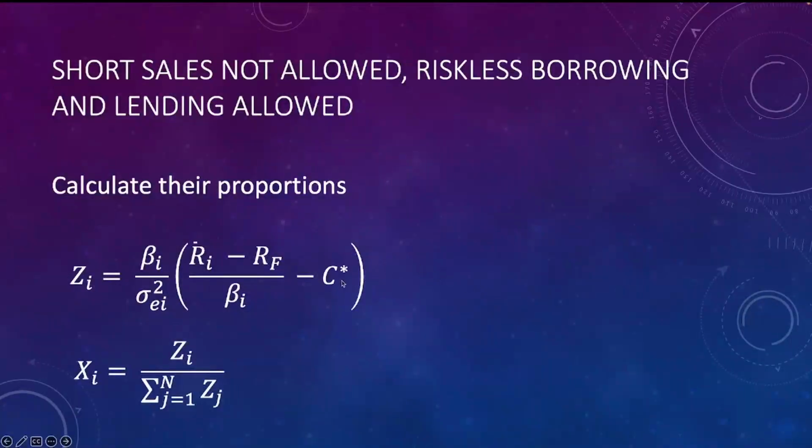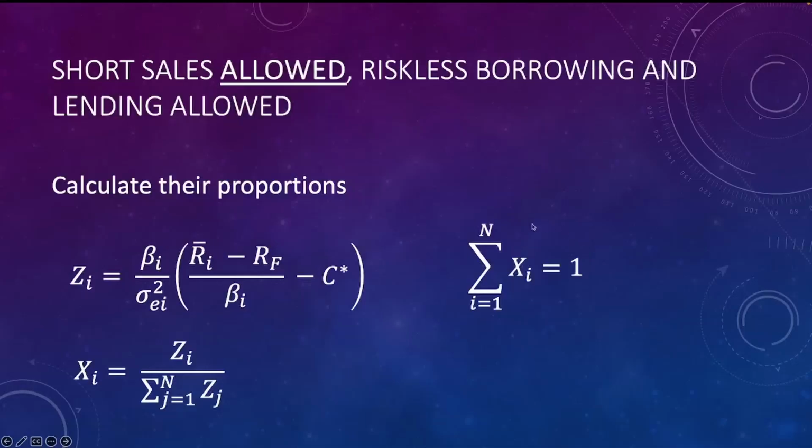Once we have the C star, the rest of the steps are similar. We have to calculate this Zi in the same way, and Xi is also calculated in the same way. And we know that when we calculate Xis this way, the sum of Xis will be equal to 1. This is when short sales are allowed. The sum of Xis will by default be equal to 1.